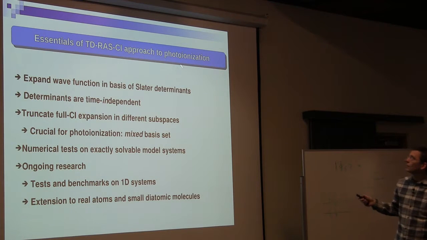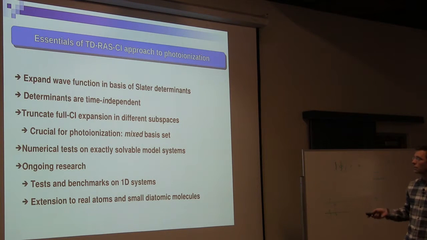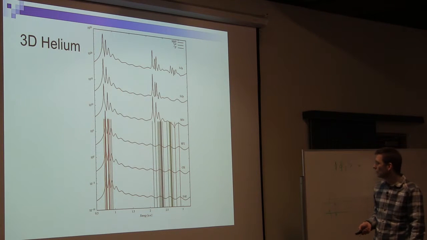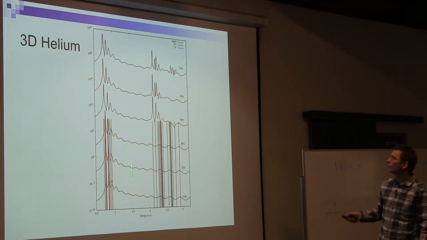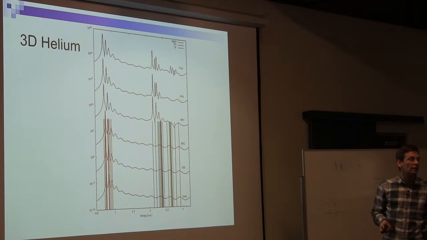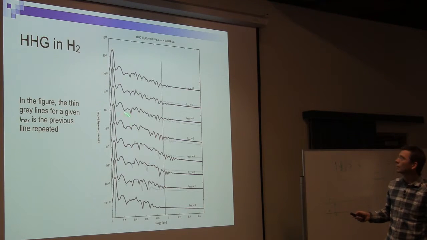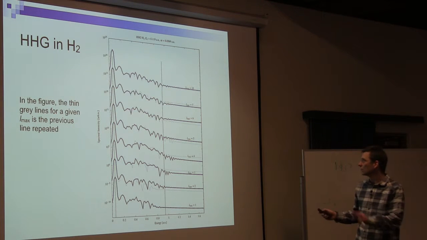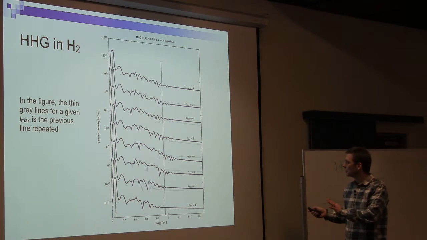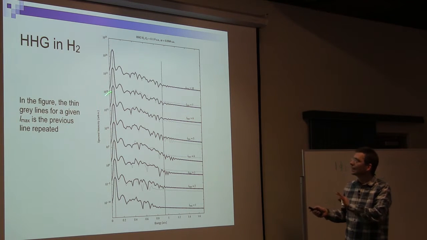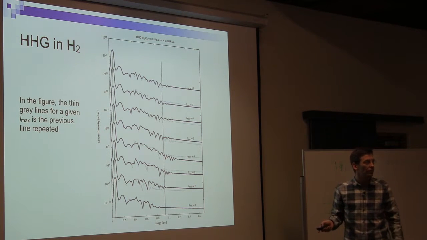And so this is now in progress, and it has been applied a little bit. We have extended the code to 3D helium. And this just basically shows you that we can also calculate some excited states in helium. We can also do beryllium, and we can also do H2. There are a few papers out now on this, but mainly in 1D. We haven't done so much in 3D at this point.